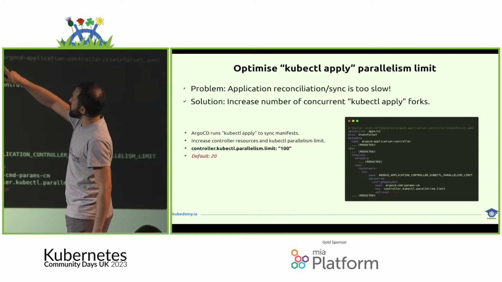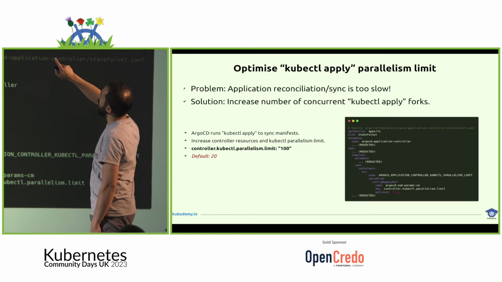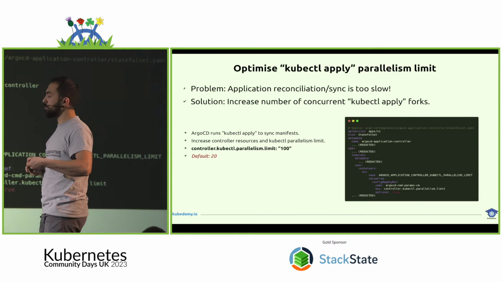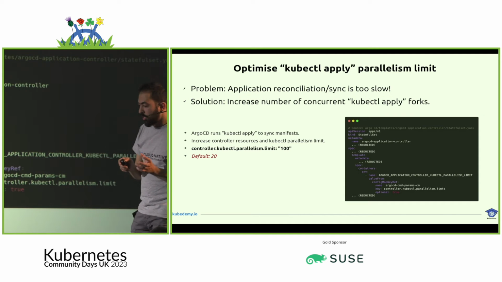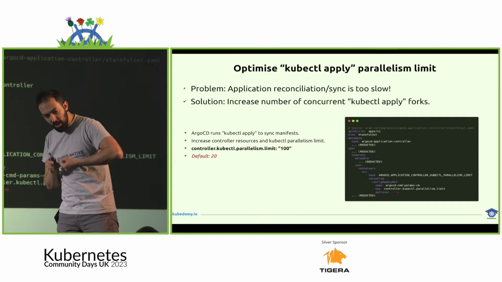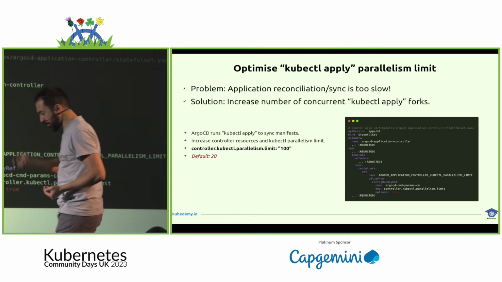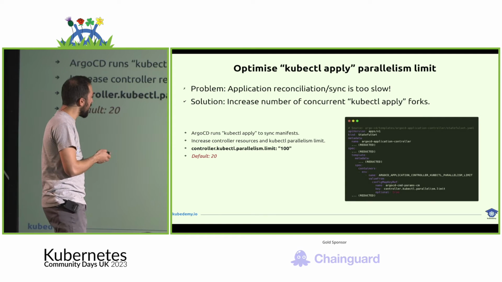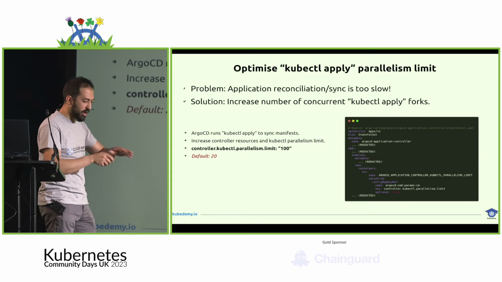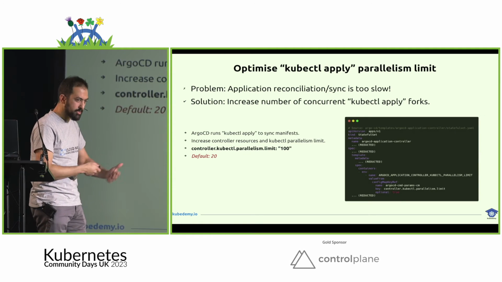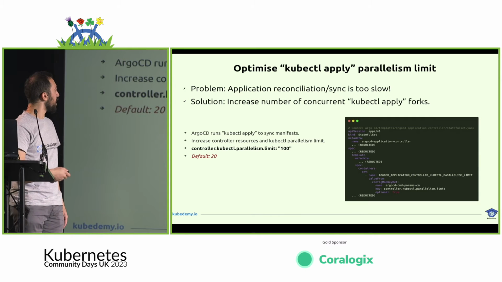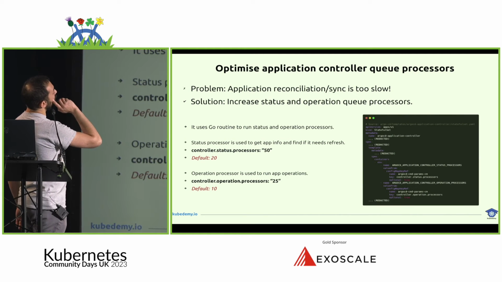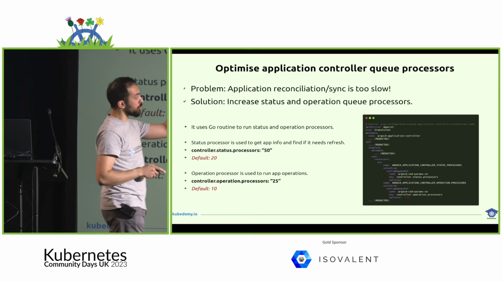Another thing is optimize the kubectl apply parallelism limit, because when you have the application controller in place, it deploys, syncs and changes everything through kubectl apply with just a running command. And it forks a kubectl binary, and the default value is 20. Imagine you have 1,000 applications. If you need to be faster, you have to increase the number of kubectl processes that can be forked at the same time.